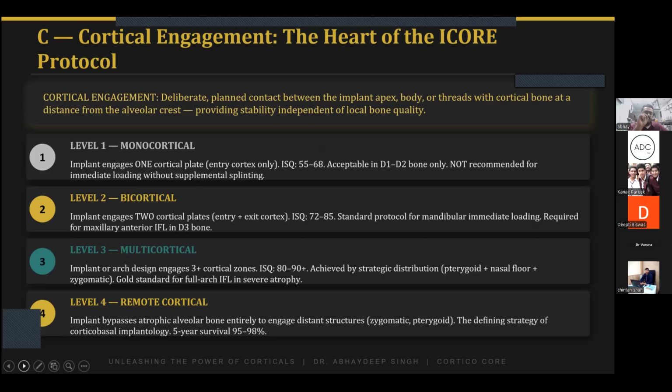I am talking about functional loading, where you tell the patient to chew from the third day. You do not need to ask the patient to avoid chewing from that area. Now, this cortical engagement can be monocortical, bicortical, or multicortical. The remote corticals, what are remote corticals? The zygomatic and the pterygoid bone, which are the far corticals, present far away from the maxilla.